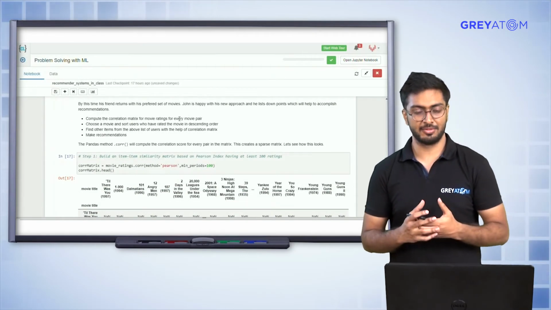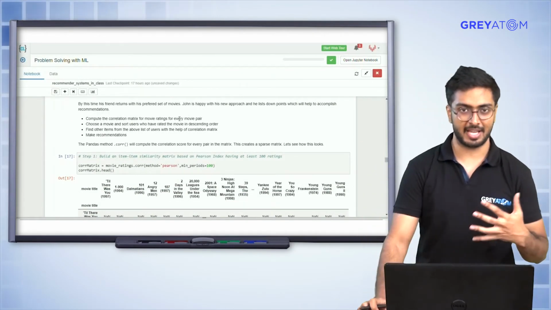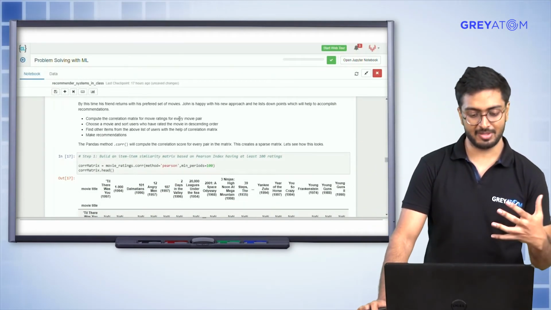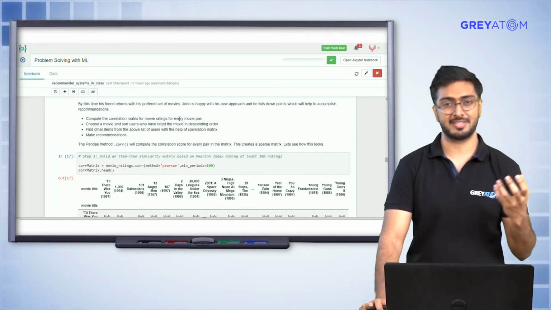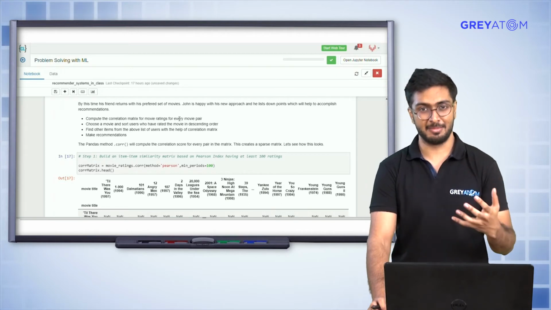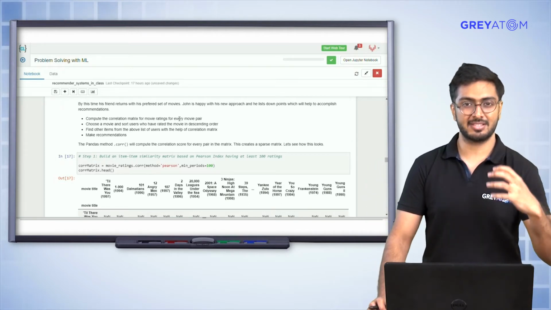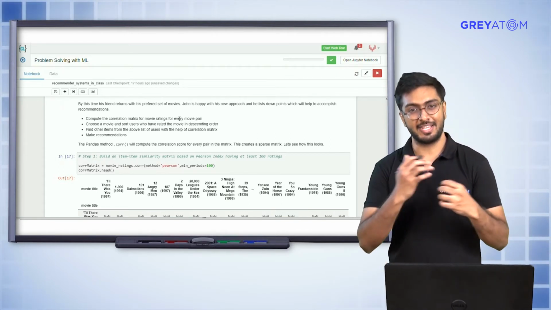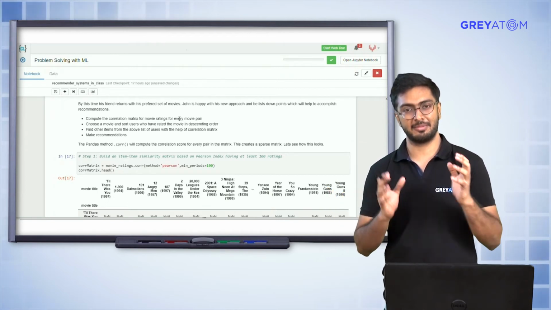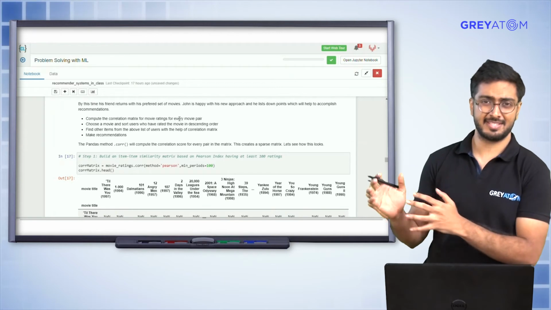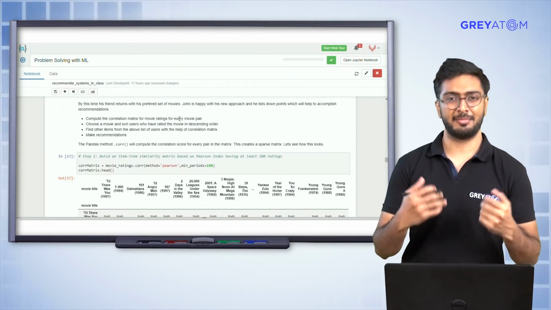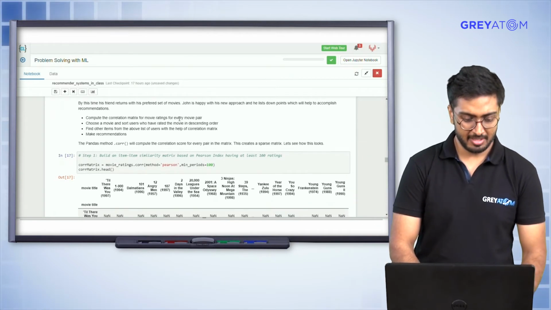So first we have to compute the item correlation. Then, given a movie, we have to figure out which movies are likely to be similar to it for that user. Once we get a list of those movies, then for each movie that a user has already seen, we figure out what are the movies which are very similar to that, and finally we combine them to make our recommendations, right?